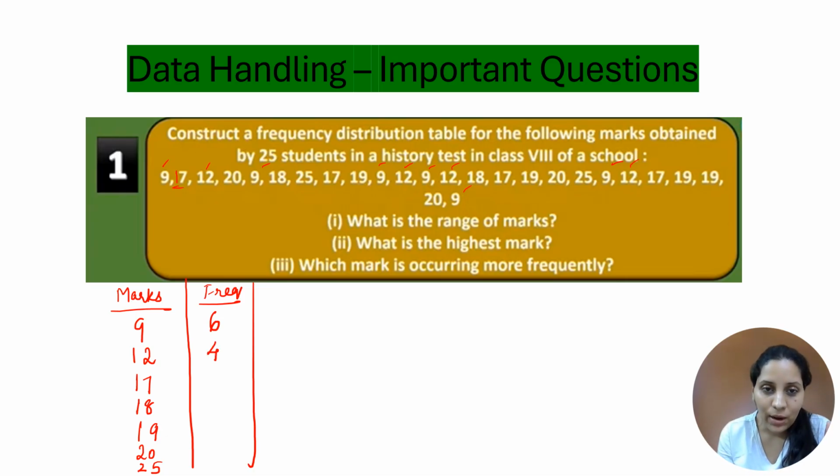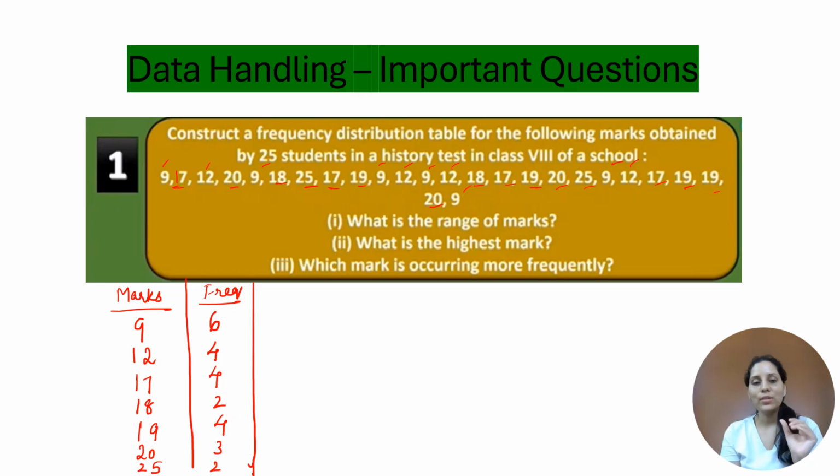17. 1, 2, 3, 4. Again 4. 18. 1, 2. 19. 1, 2, 3, 4. Next is 20. 1, 2, 3. And then 25. 1, 2.